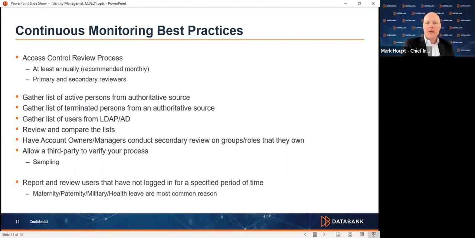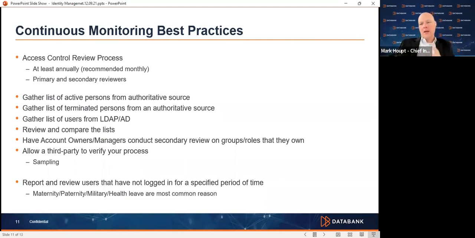Another function, if you want to take it a step up, is this: validation of the list is great, but have a primary and a secondary reviewer, have two sets of eyes on it. Building on that, one of the things I do within our organization is I have my security compliance folks do the primary review. So they get the list of the authoritative source of the active persons list. They get the terminated list. They validate that all the people that have access are real. Of course, we do that through automation, but we validate that the automation is working.